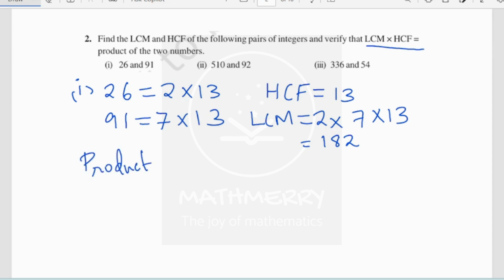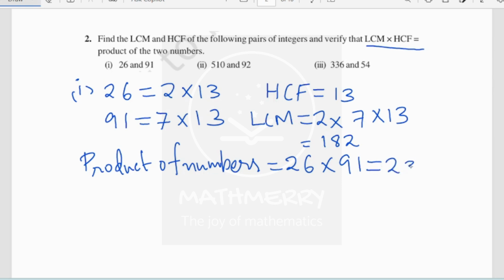So first of all, let's find out what is the product of the two numbers. So product of the numbers is equal to, so that means we just have to multiply 26 with 91. So 26 into 91. So when we multiply, we will get 2366. So that's 26 into 91.